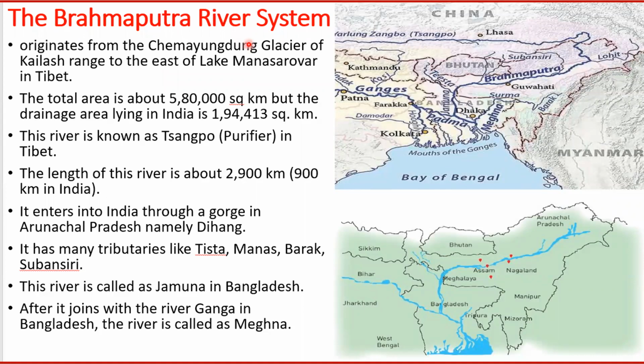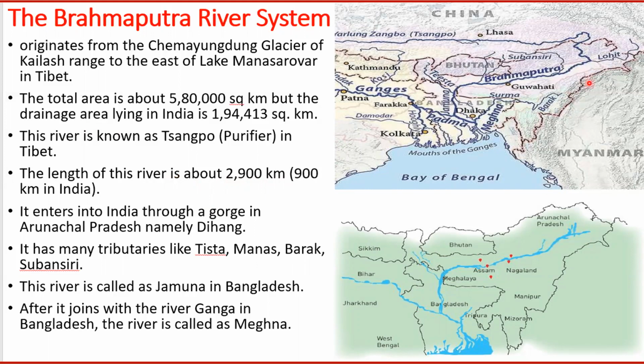Brahmaputra River. This Brahmaputra River originates from Chemayungdung Glacier of Kailash Range to the east of Manasarovar Lake in Tibet. The total draining area of this river is 5,80,000 square kilometers, but the drainage area lying in India is 1,94,413 square kilometers. It is known as Sangpo in Tibet, which means purifier. The length of this river is 2,900 kilometers, whereas in India, the length of the river is 900 kilometers.